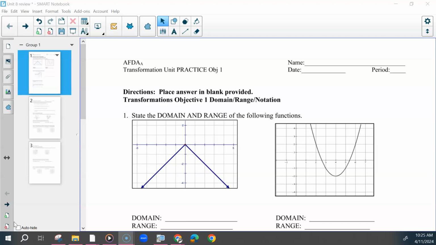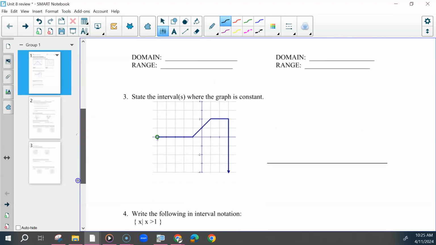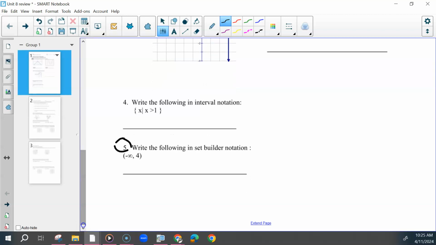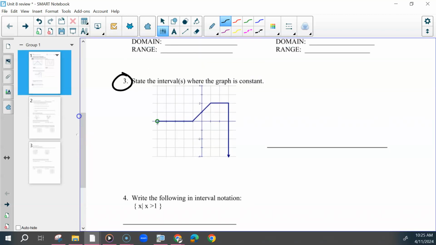Number one and number... Alright, so starting on the first page, we're doing 1 and 3. That should, 2 should be numbered. Anyway, 1 and 3 and 5 so far.